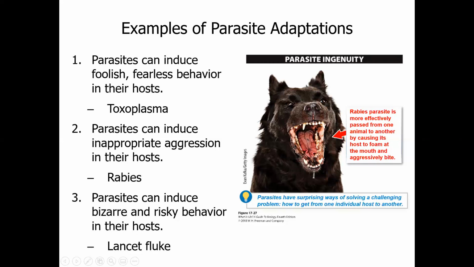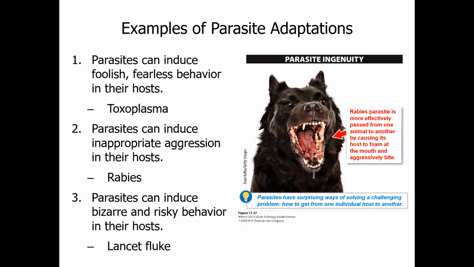Lastly, parasites can also induce risky or strange behavior that doesn't make sense for the animal. The example for this is called the lancet fluke. This is an endoparasite, and it can infect ants. Ants normally live in colonies. They don't usually leave the colony by themselves unless they're going to get food or another resource.